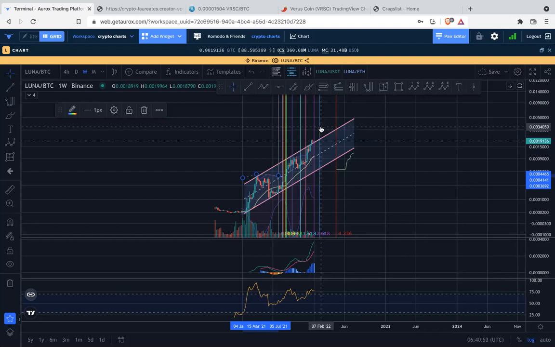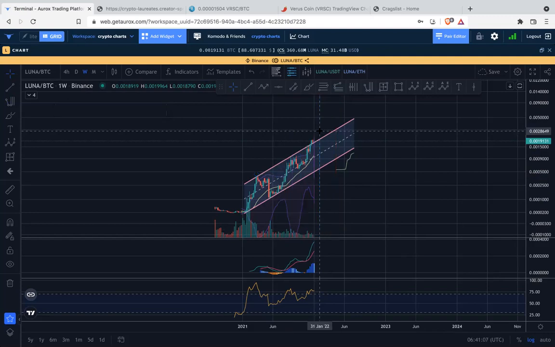Let's take a look. We're going to keep our eyes here until the end of January and see how Luna does. Maybe this is the turnaround here around this 261.8 where we are now. And maybe it goes further towards the end of January. Keep an eye out. That's it.